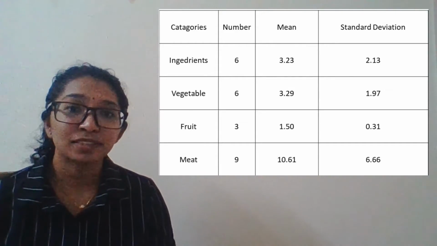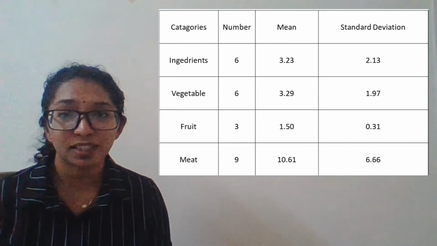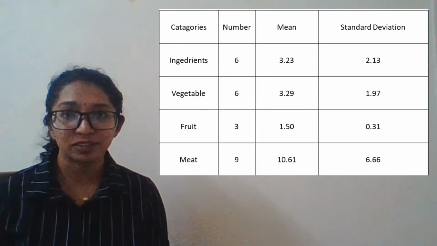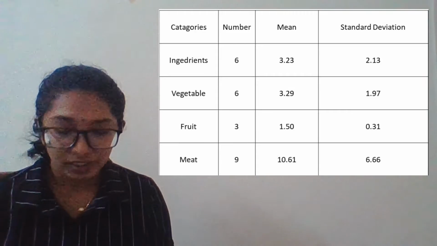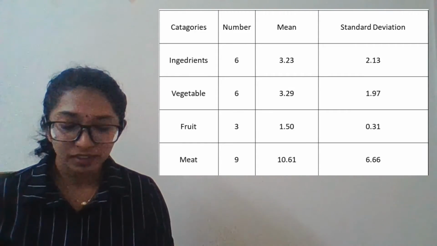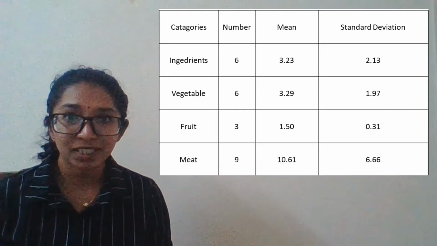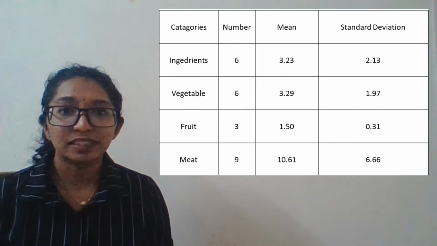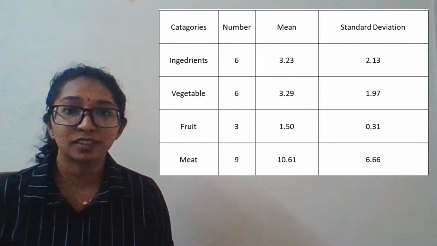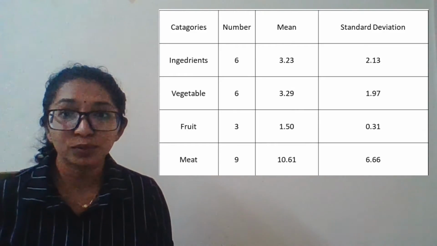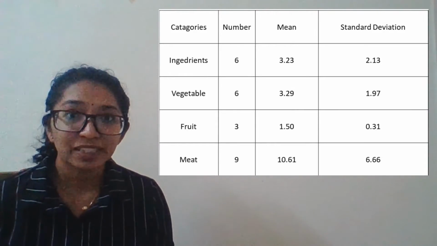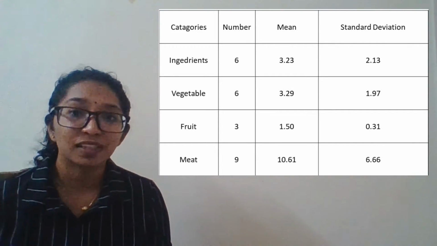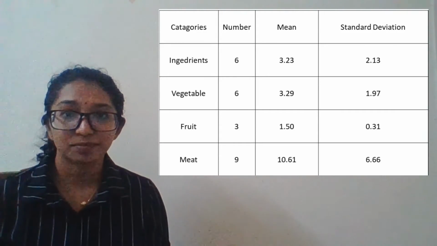With this data, we can see that fruit has the lowest standard deviation and meat has the highest standard deviation compared to other categories. A low standard deviation means the data points tend to be closer to the mean, and a high standard deviation means they are more spread out from the mean. I think this standard deviation is caused by the number of foods in a category. For fruit, there are only 3 types of foods in the category, and for meat there are 9 types of foods in the category.